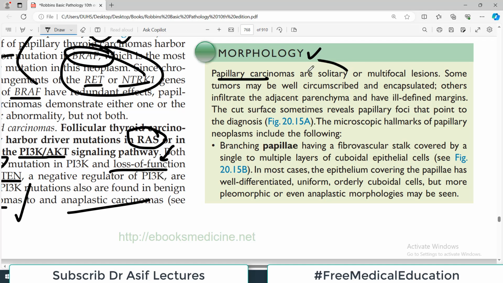Now we have to pay attention to some of the histological and morphological features of papillary carcinoma. They are usually solitary or multifocal lesions. They can be single, they can be multiple lesions. Some tumors may be well circumscribed, just like benign tumors, and may be encapsulated. Others may infiltrate.